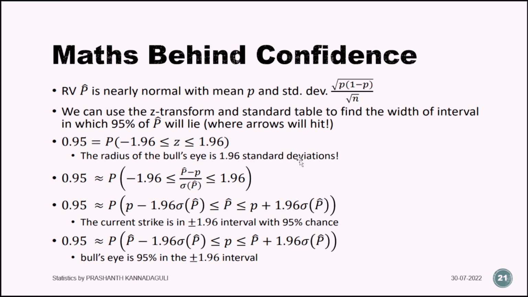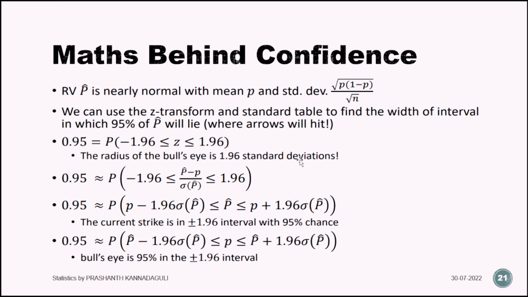So the Z which you calculated, because you had a P cap, you have a P, you have a sigma of P cap, using all of them I calculated a Z. If this Z lies between minus 1.96 and plus 1.96, that means yes, your answer is 95% close to the right answer. Any doubt with this statement?